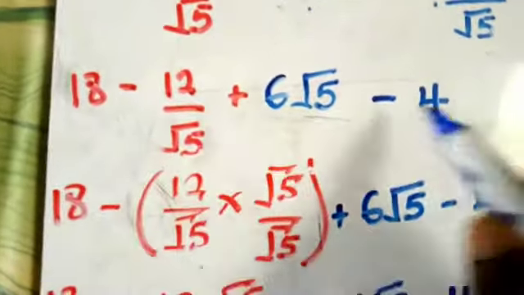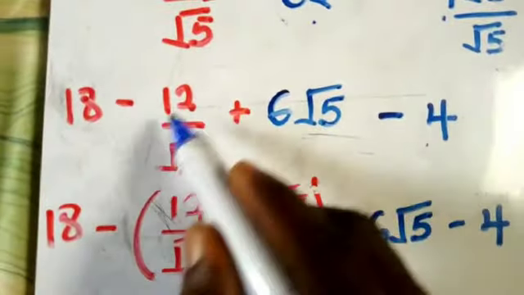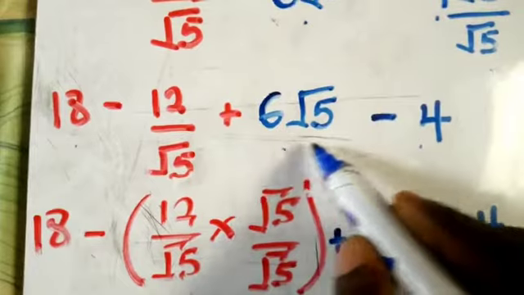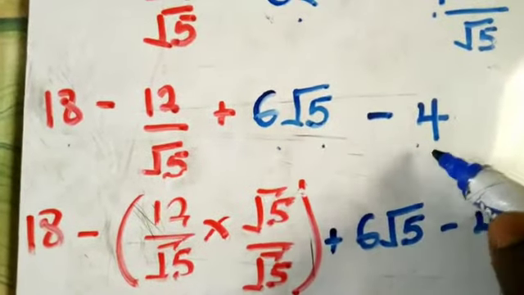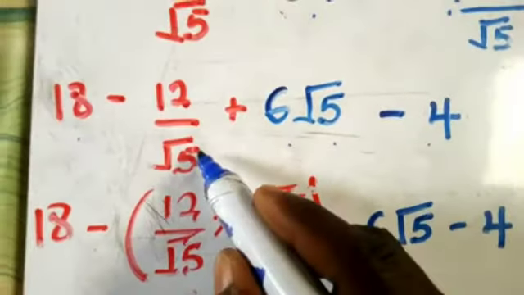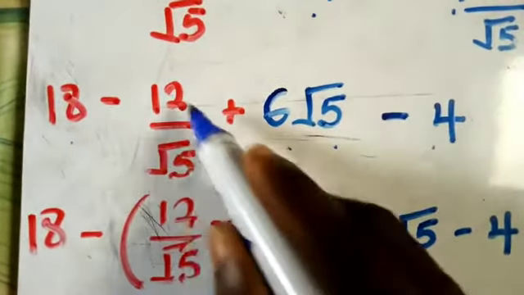So this is one term, another term over here. What is happening? You can see that there's a problem here. We don't have any problem with 18. We also don't have any problem with 6 root 5. They are already in their simple form. And then minus 4 is already there. So what do you do? Here is where we are having a problem. This is just a simple problem. How do you solve this one?